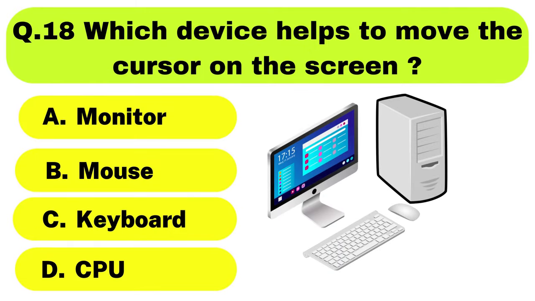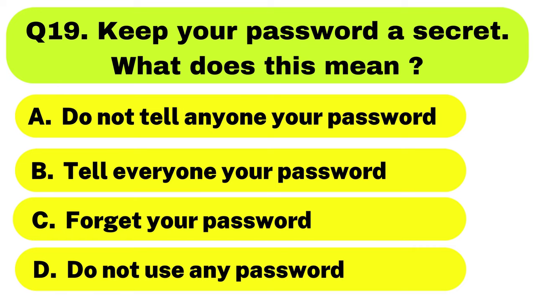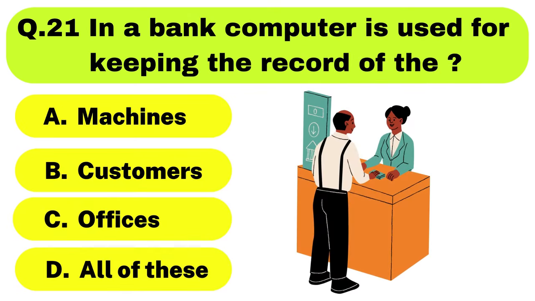Question number 18, which device helps to move the cursor on the screen? The correct answer is option B, mouse. Question number 19, keep your password a secret. What does this mean? The correct answer is option A, do not tell anyone your password. Question number 21, in a bank, computer is used for keeping the record of the... The correct answer is option B, customers.